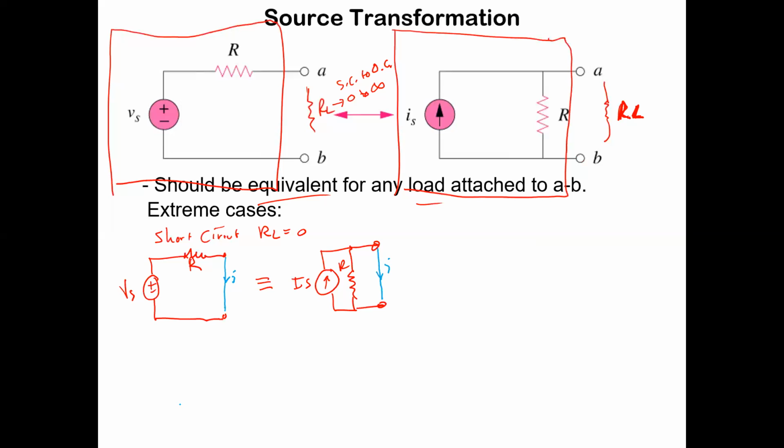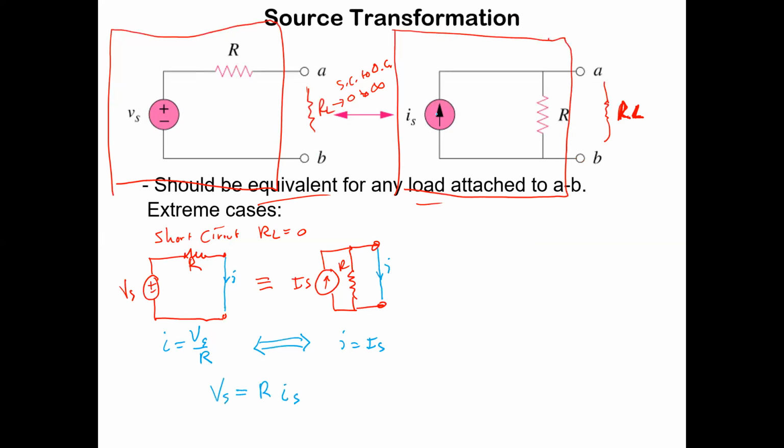So when you look at these two circuits, you can find in the first circuit what's I. V over R, just Ohm's law, right? Vs over R. And in the second circuit, what's I? Yeah, in this case, I is just Is. So if we want these things to be equivalent, we have to equate these things. So Vs over R has to equal Is, or Vs would have to equal R times Is.